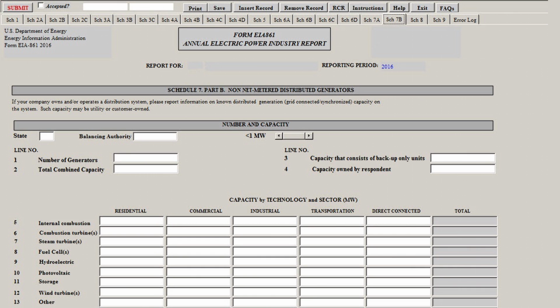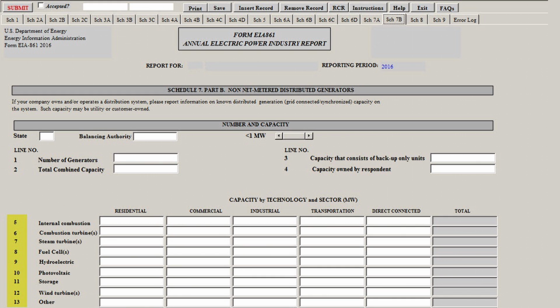Schedule 7B collects data on non-net metered distribution generators located at facilities that have a capacity of less than 1 megawatt. Facilities that have a capacity of 1 megawatt or greater must report their generators on EIA's Form 860 Annual Electric Generator Report. Line 1 collects data on the number of generators in the area served by your distribution system. Line 2 collects the total combined capacity. Line 3 collects capacity that consists of backup-only units that are used for emergency backup service. Line 4 collects the capacity owned by a respondent.